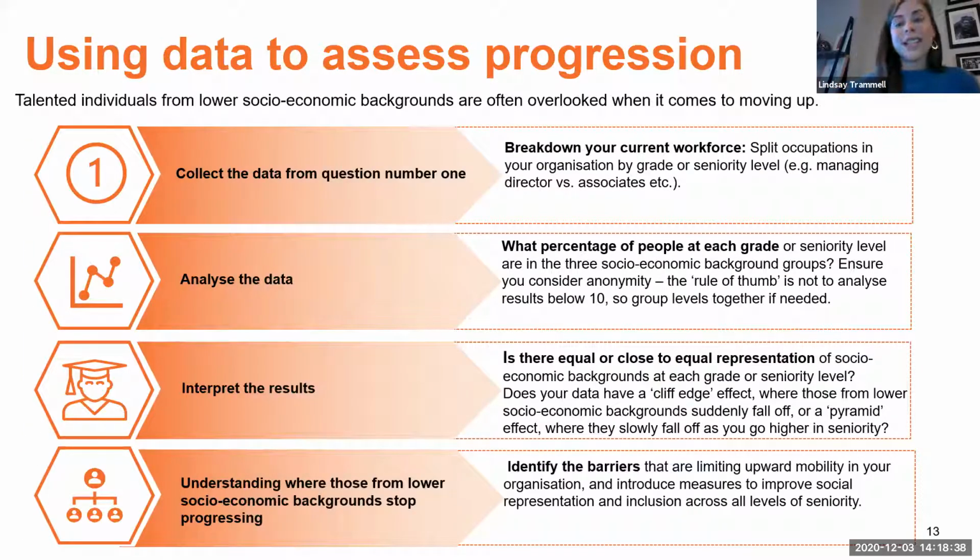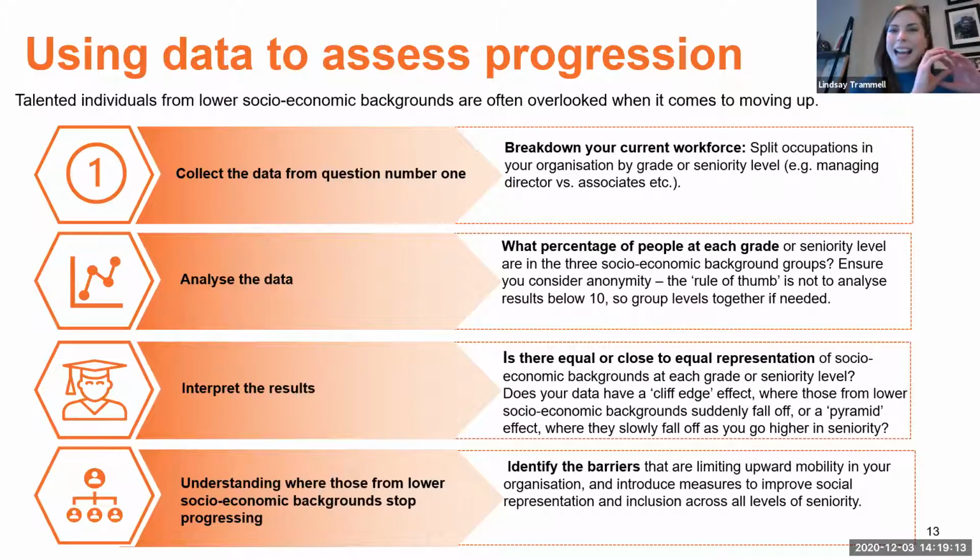Once you've looked at your workforce-wide diversity, the next step is to assess progression. Again, collect data from question number 1. Then what you need to do is break down your current workforce. We can't help you terribly much on that because every workforce is structured a little bit differently. But essentially what you need to do is break down into grade levels or seniority. In the civil service, where I'm employed, it's quite simple because we have very clear grade levels. So think about what that means for your structure.